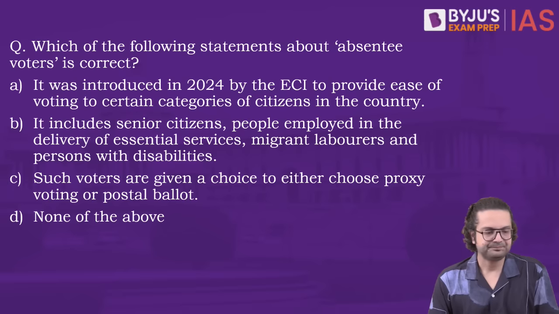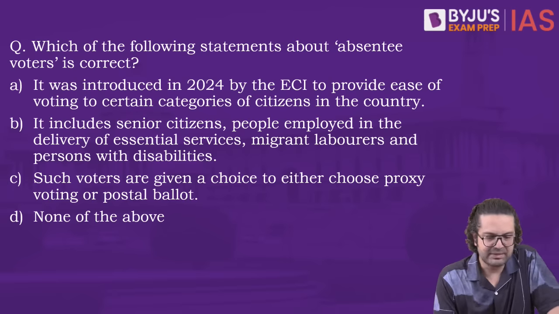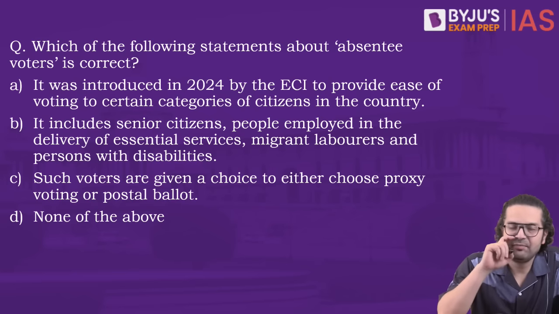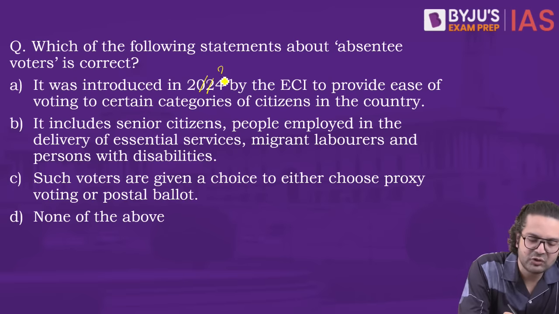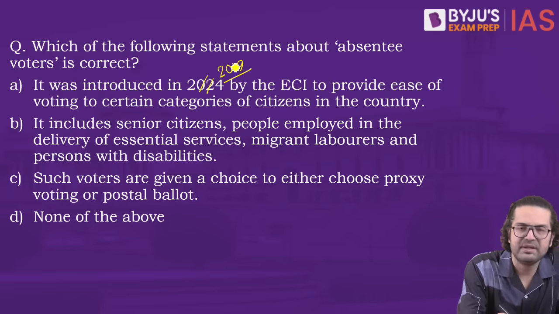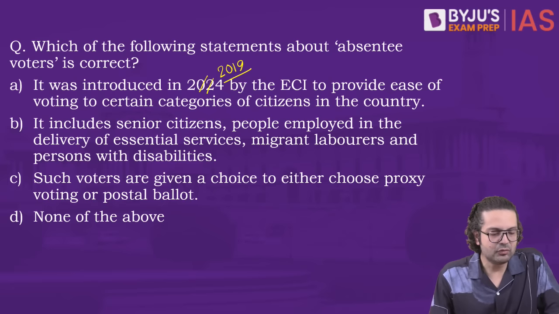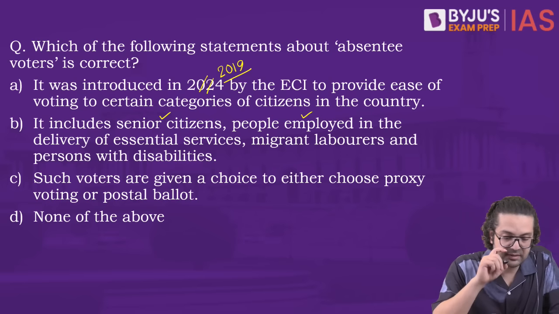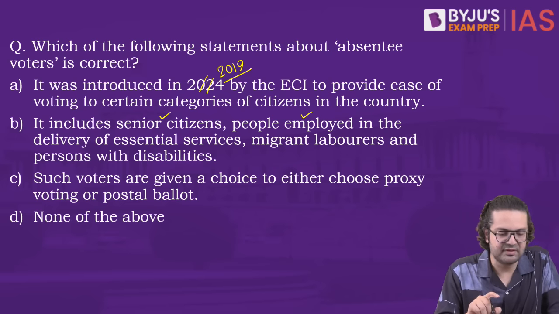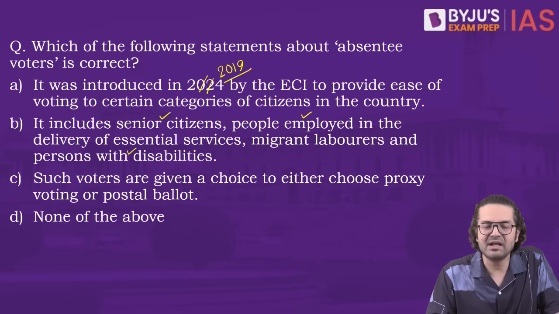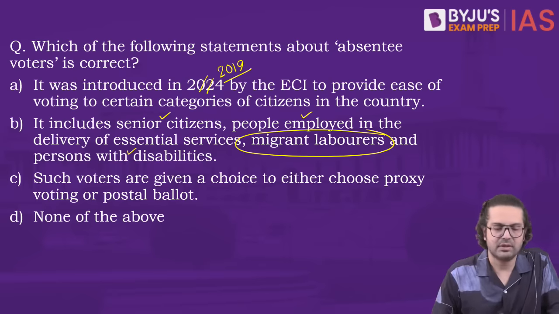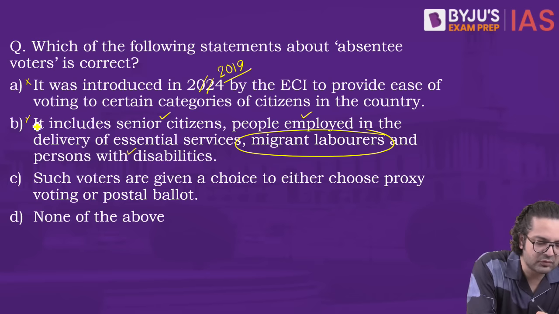Next question. Which of the following statements about absentee voters is correct? Absentee voter, right? It was introduced in 2024 by the ECI to provide ease of voting to certain categories of citizens. No. It might have become popular recently, but this was introduced in 2019, and the RP was also modified accordingly. It includes senior citizens, people employed in the delivery of essential services. Yes, of course, absolutely correct. Migrant laborers and persons with disabilities. Now, this is correct. But migrant laborers and persons with disabilities, this point is correct, but not this point. Okay, so this was also wrong, this was also wrong.